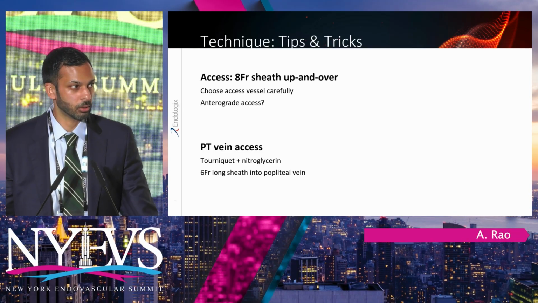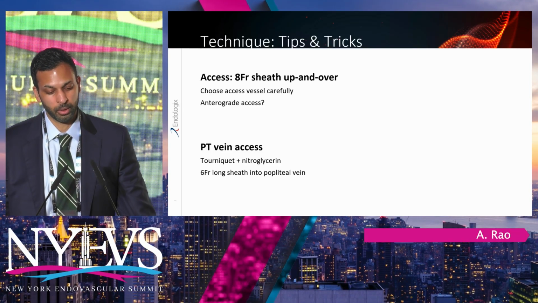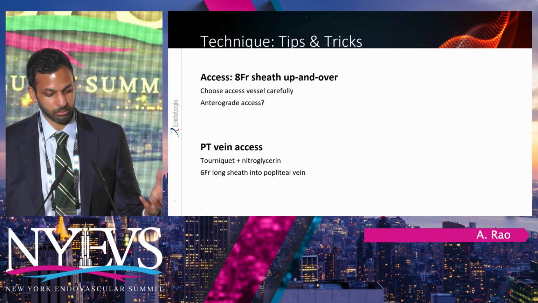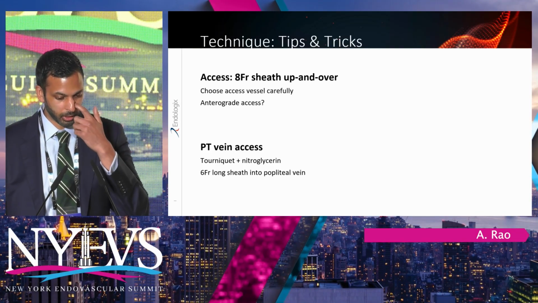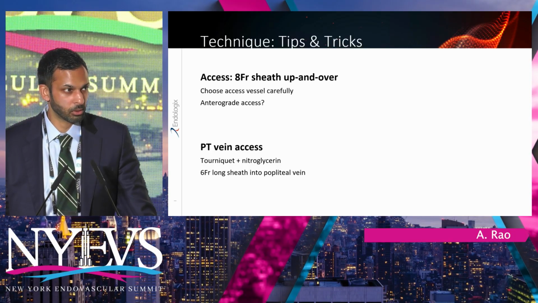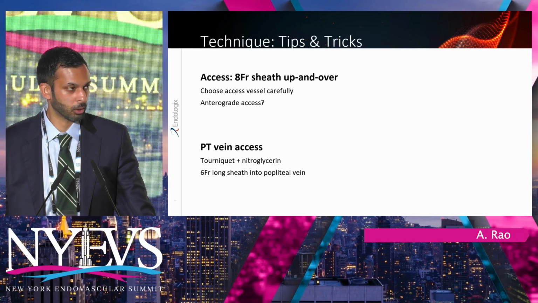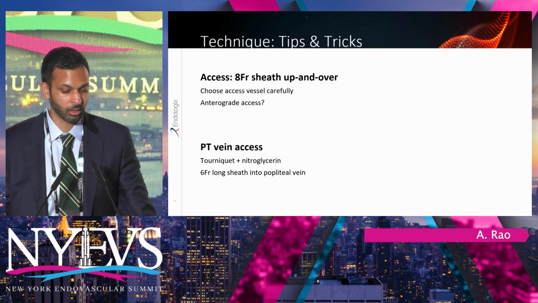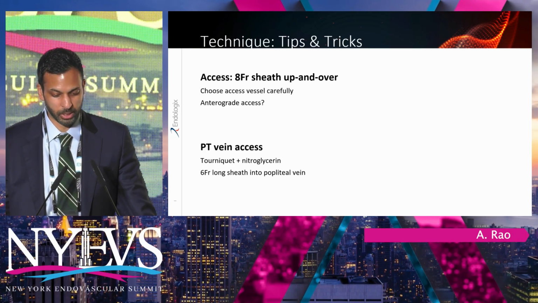I think some things you can do to help are putting up a tourniquet. So before you get access, really make sure your tourniquet's inflated and the vein is engorged as much as it can be. As soon as you get access with your needle, I switch to a micropuncture sheath and I inject some nitroglycerin, again, to avoid the spasm in the vein.